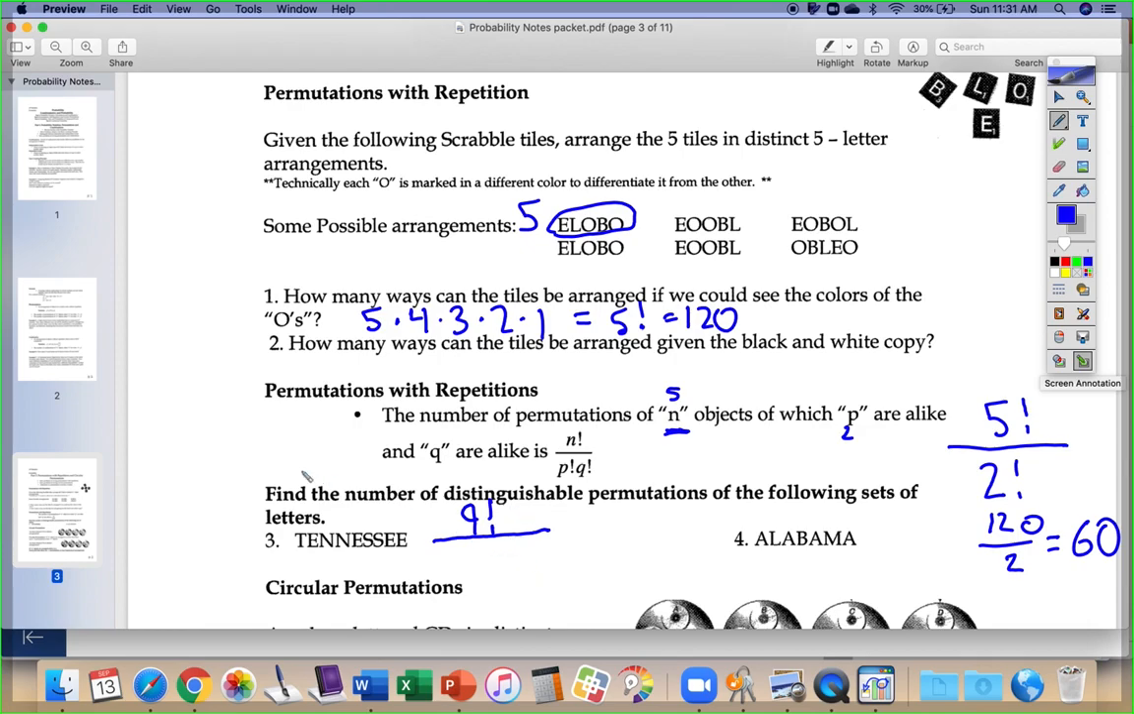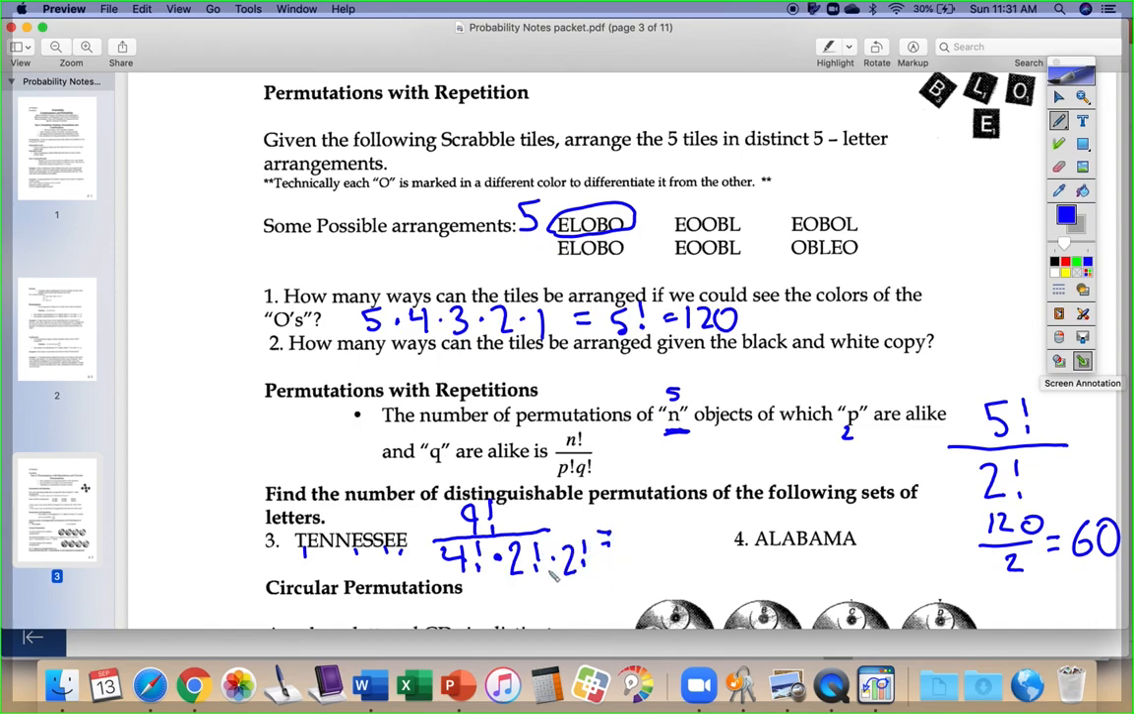But I have repeated letters. It's not about how many letters repeat, it's how many of the same letter there are. I have 1, 2, 3, 4 E's. So 4 things repeat. Do I have any other repeats? Yup, I have 2 N's. So the formula says to multiply by how many other things repeat. So 2 factorial. I also have 2 S's, so I have to multiply by 2 factorial.